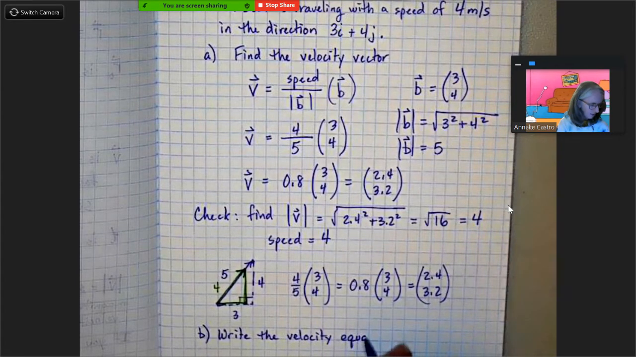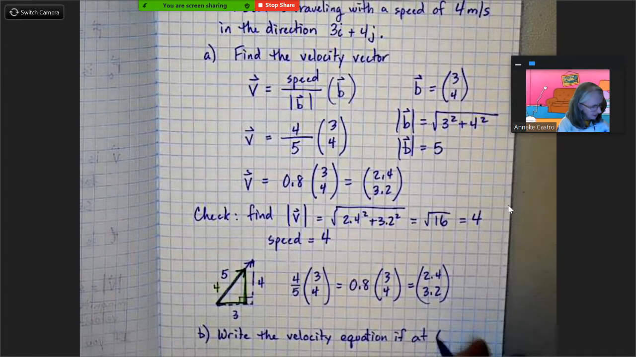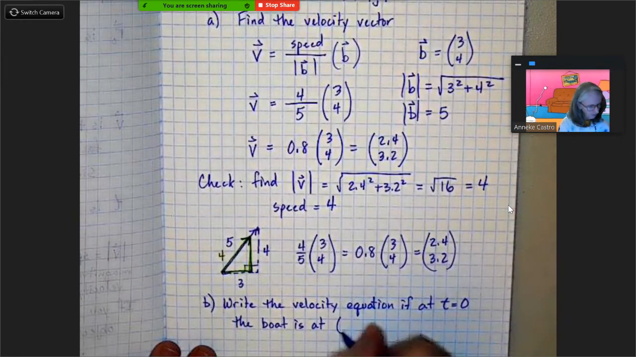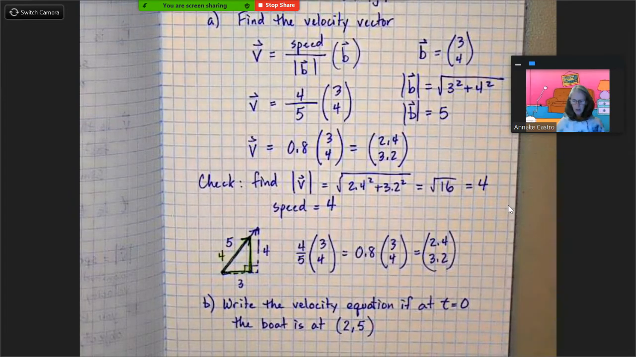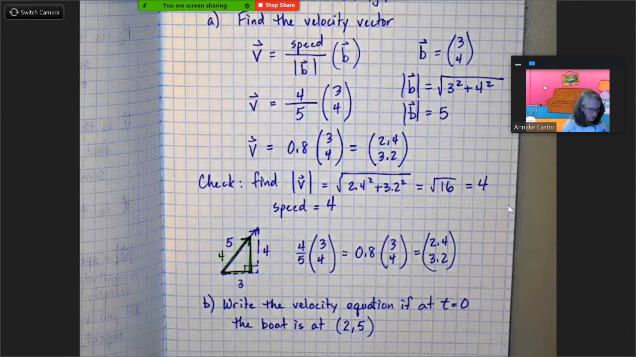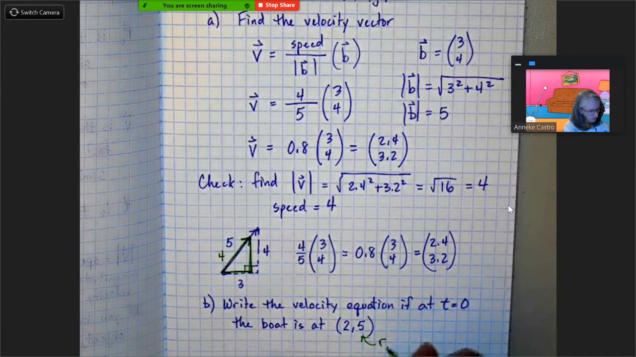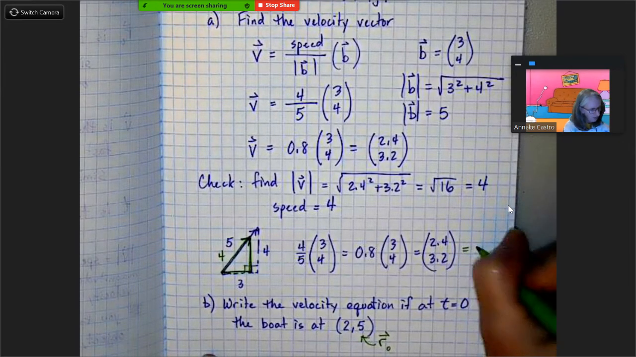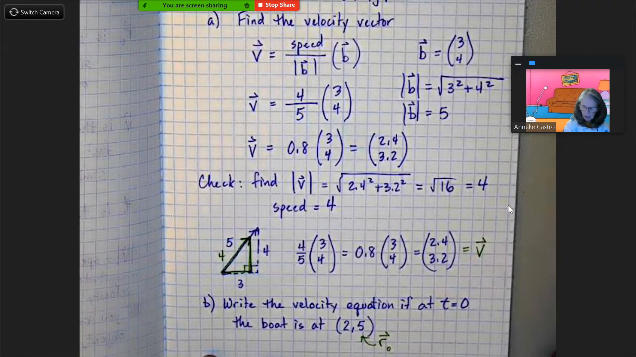We already have the velocity vector. If at t equals 0 the boat is at 2, 5, notice those are coordinates. So that is the same as my position vector at time 0. This is going to be my r sub 0. This right here, I know, is my velocity vector. So now I can write my equation.